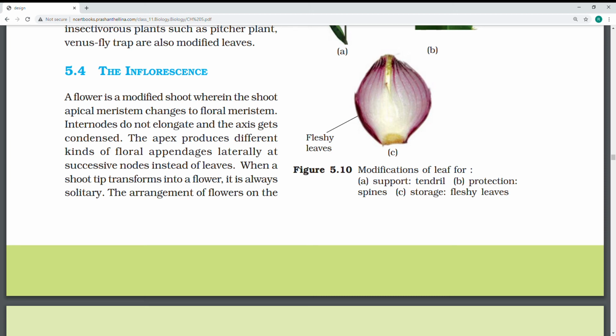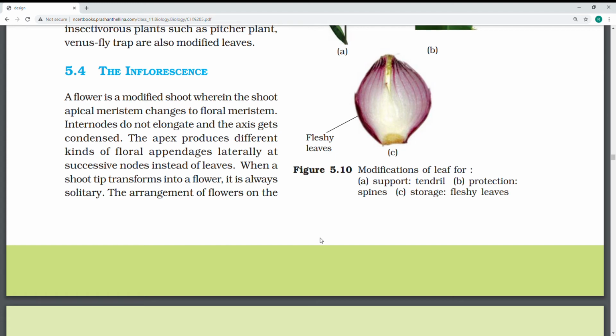Students, now I am going to teach you the second unit after the first unit, which is structural organization in plants and animals. In chapter 5, morphology of flowering plants, this is inflorescence and flower. This is the topic which I am going to teach now.